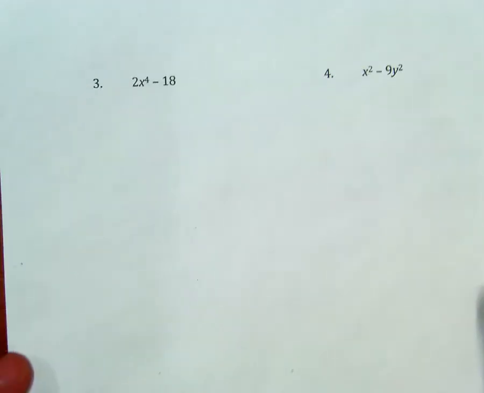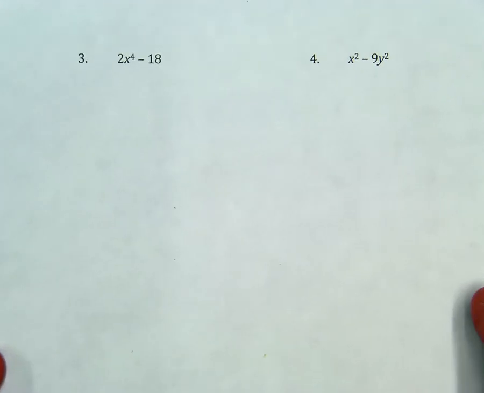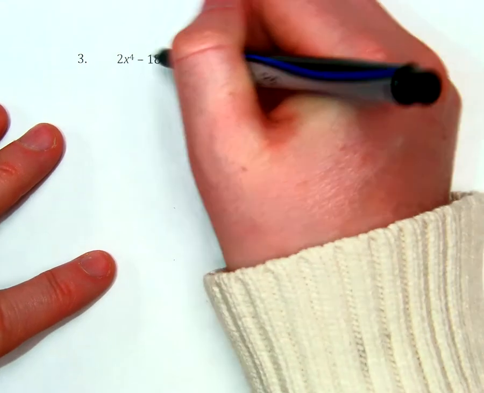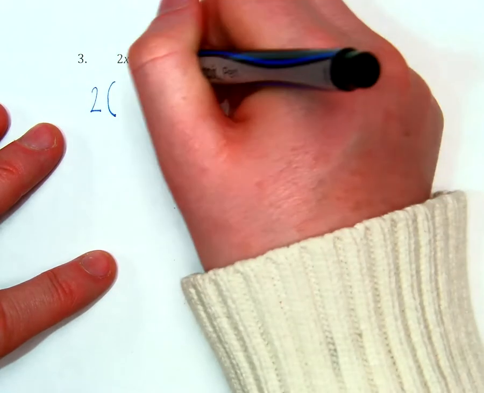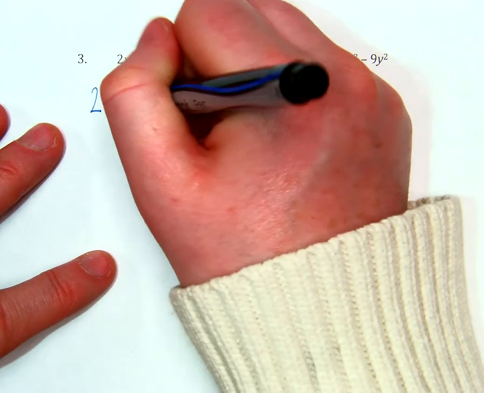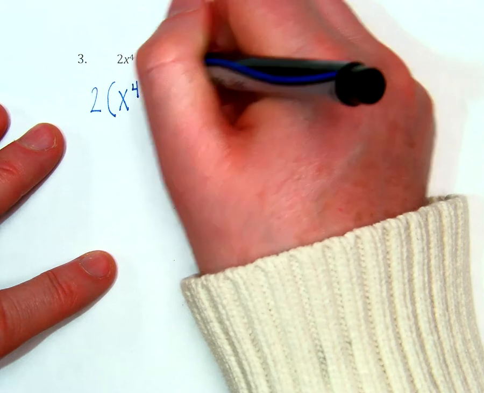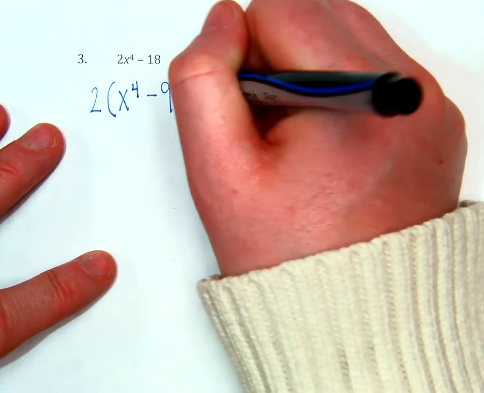Taking a look down at problem number 3, we've got 2x to the 4th minus 18. So really similar to the last one. 2 still goes into 2 and 18. I don't have any letters that I can take out, so that leaves me with x to the 4th. Negative 18 divided by this 2 is negative 9.